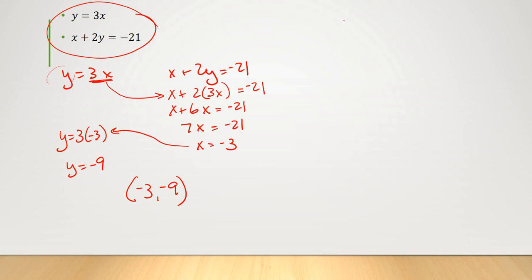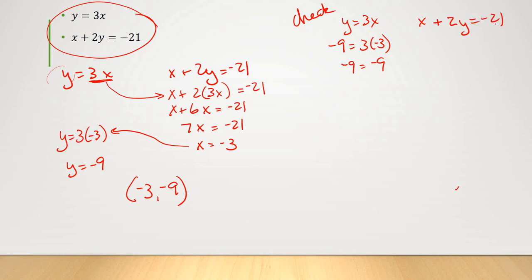It's always a good idea to check, so let's look at y equals 3x. If I plug in negative 9 for y and negative 3 for x, that does in fact work. This is our check. And if I use my other equation, because it's got to work in both equations, not just one, if x is negative 3 and y is negative 9, this also works.